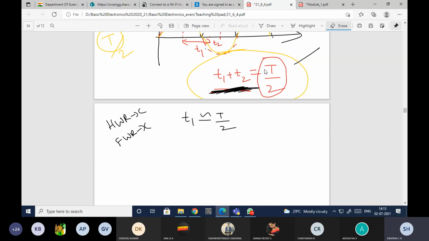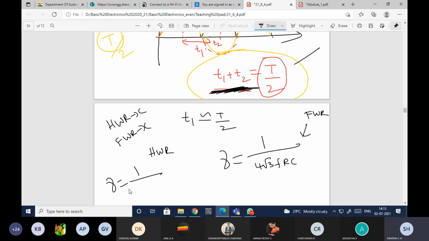Just sit and try. Finally, the expression you'll get, I'll give you. Gamma will be equal to 1 by 4 root 3 f R C. This is for your full wave rectifier. For the half wave rectifier we have got gamma equal to 1 by 2 root 3 f R C.